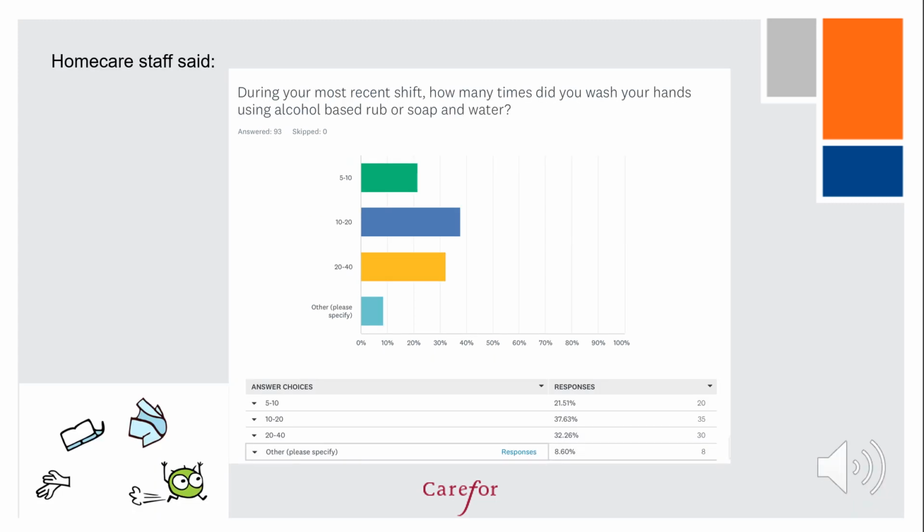We also sent survey questions to home care staff to learn what their practices for hand hygiene were like, since we cannot find a lot of previous home care auditing information recorded at Care4. In regard to how many times home care staff wash their hands using alcohol-based rub or soap and water, the majority of answers indicated that they believed they wash their hands about 10 to 20 times during their entire shift.